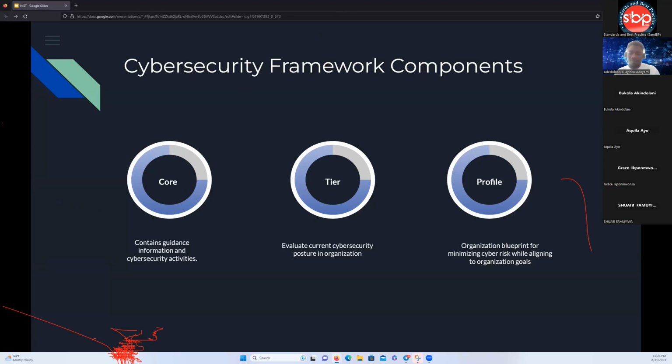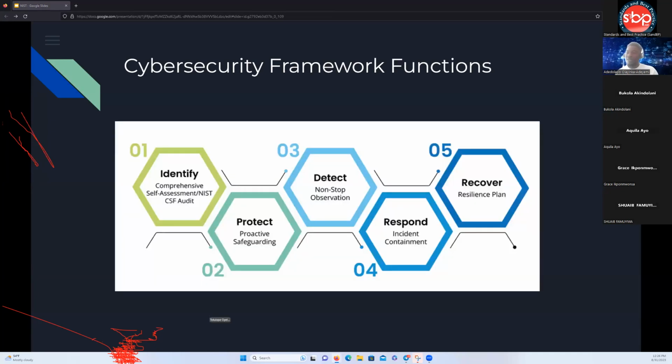Yeah, and the last thing is profile, which helps an organization define a blueprint for minimizing cybersecurity risk while ensuring that they align to your organization goals. It's very, very important. So profile, these three components are what make up the CSF framework. And these components operate together to ensure that you align following these functions, these 5 functions. These 5 functions are what security monitoring companies like your MSSP use.